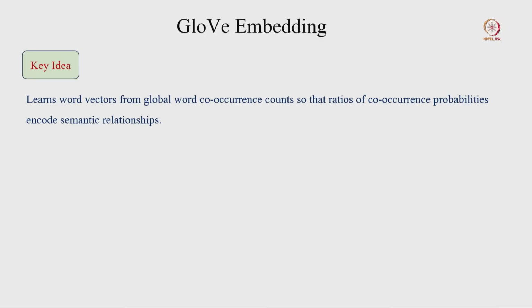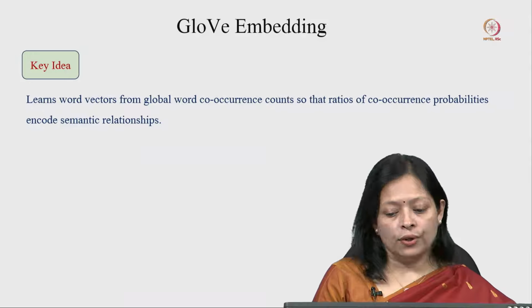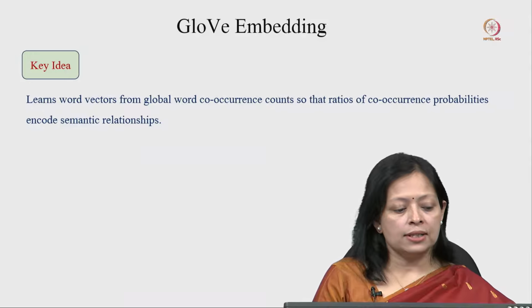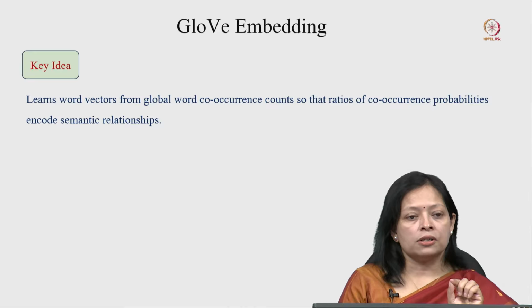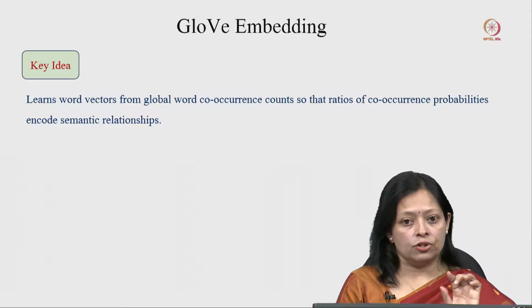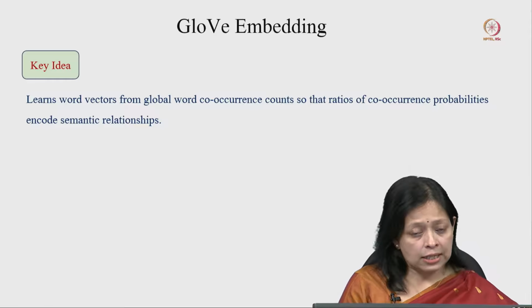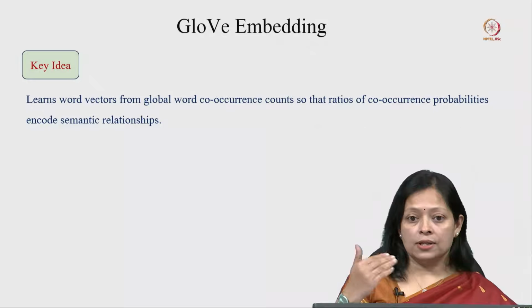So, the key idea is that it learns the word vectors from a global word co-occurrence count. The ratio of the co-occurrence probabilities encodes the semantic relationship. So, what do I mean by that? For any word, or a pair of words, or 2-3 words together, the number of times these words occur together gives me very important information about the semantic relationship between them. We will see step by step how this semantic relationship is being captured.